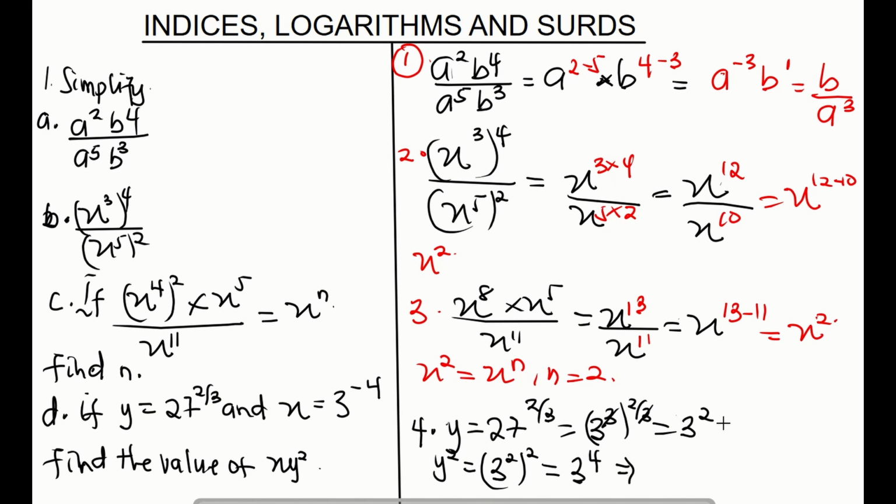Our x is equal to 3 to the power minus 4. Therefore, our xy squared over here is going to be 3 to the power minus 4 times our y squared, which is 3 to the power 4. So what is this going to give us? We are going to get 3 to the power minus 4 plus 4, which is equal to 3 to the power 0, which is equal to 1. Alright, so this is the final solution for this examinable question.